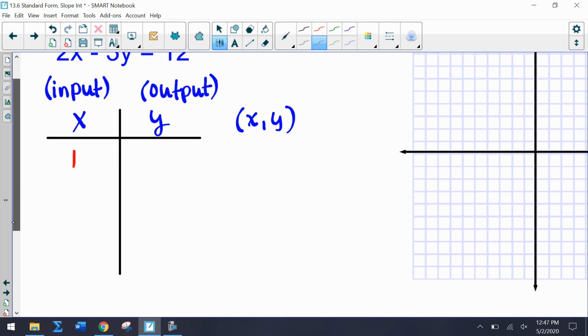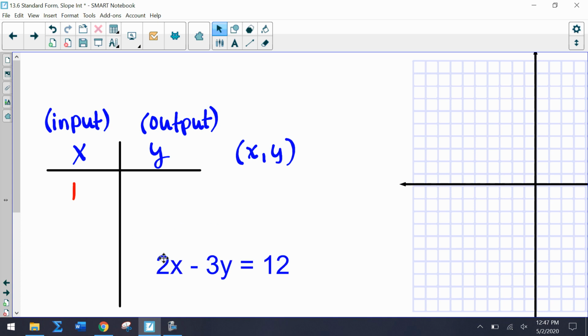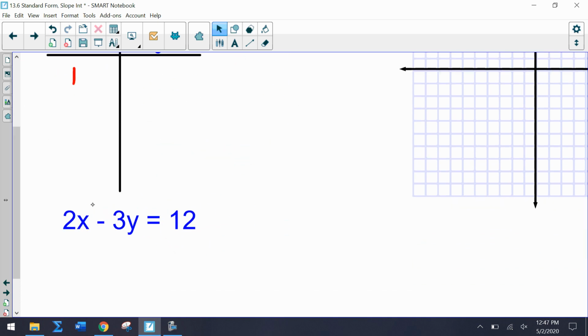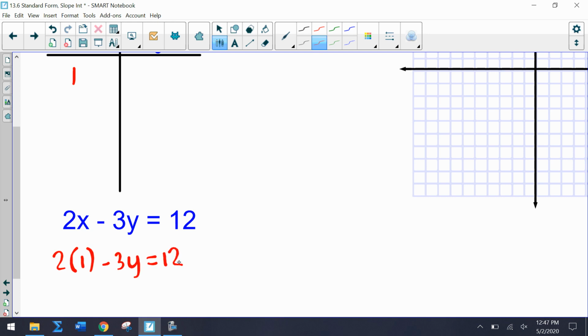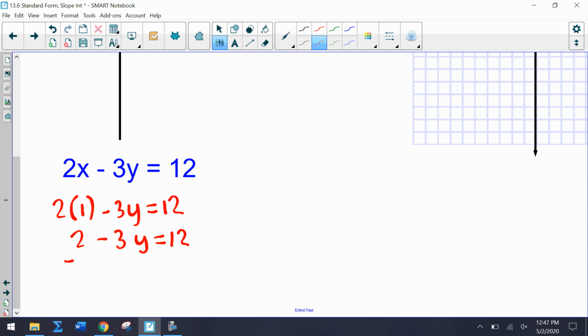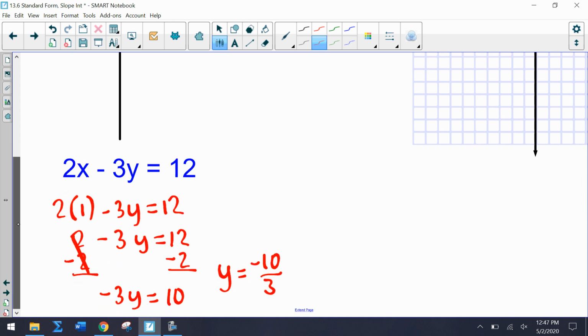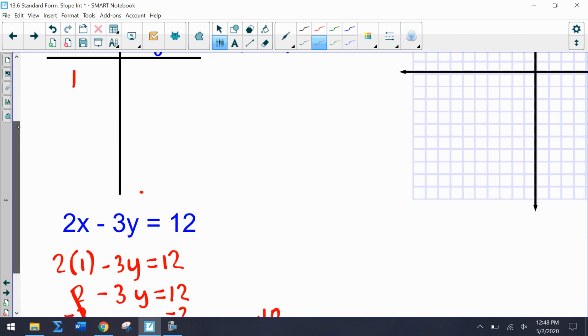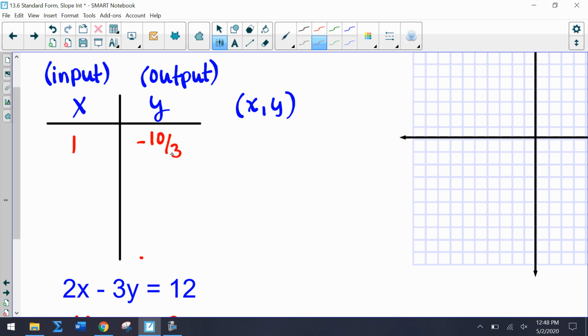That means we have 2x minus 3y equals 12. Let's bring this down here. That means I have 2 times 1 minus 3y equals 12. So 2 minus 3y equals 12, and we can continue to solve. So y is negative 10 thirds. So that's going to be our output. So we know that there's a point on the graph at 1 comma negative 10 thirds.